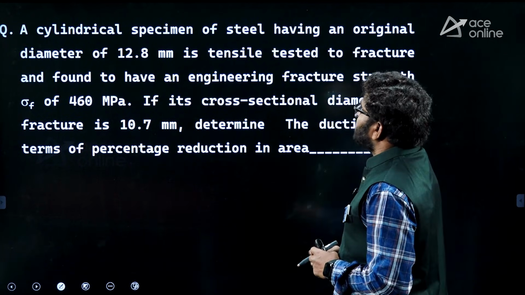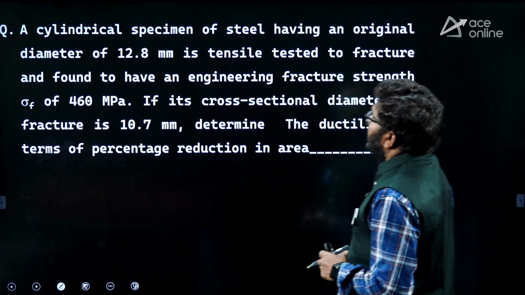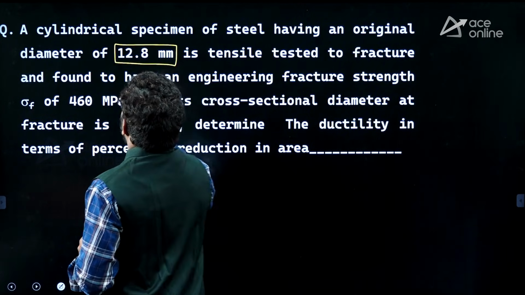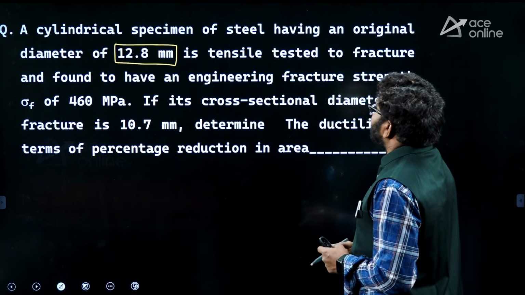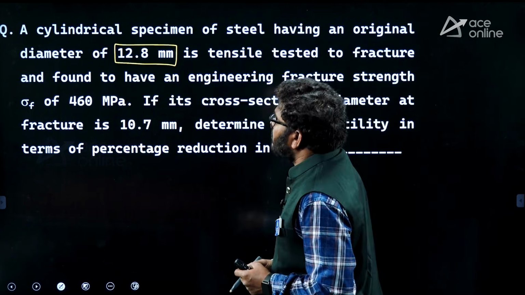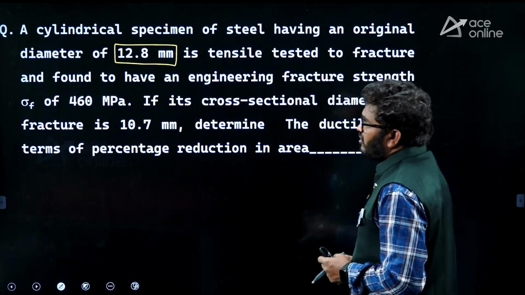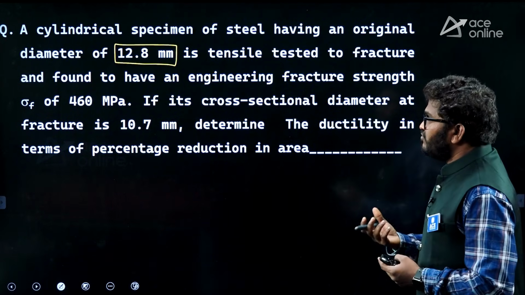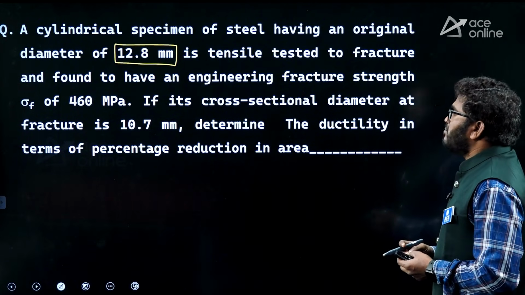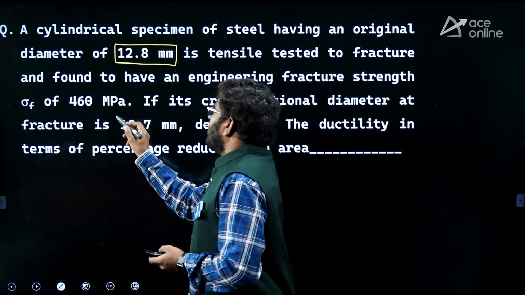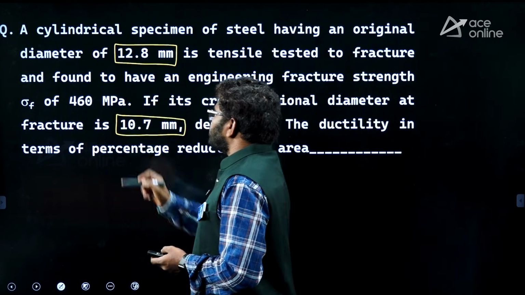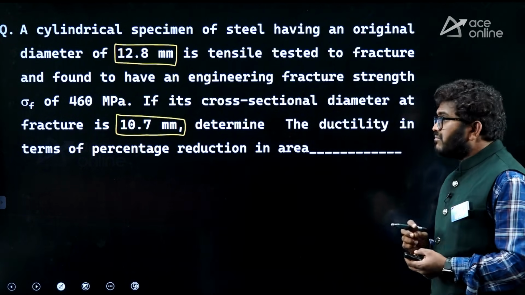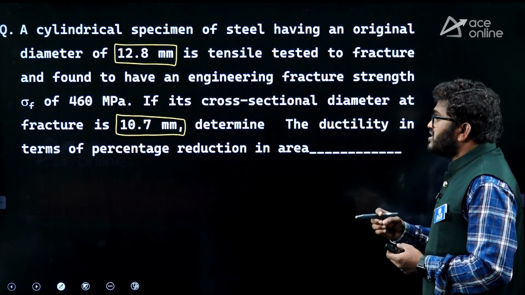A cylindrical specimen of steel having an original diameter of 12.8 mm is tensile tested to fracture and found to have an engineering fracture strength of 460 megapascal. Ultimate engineering strength, they have given 460. If its cross-sectional diameter at the fracture is 10.7 mm, determine the ductility in terms of percentage reduction in area.